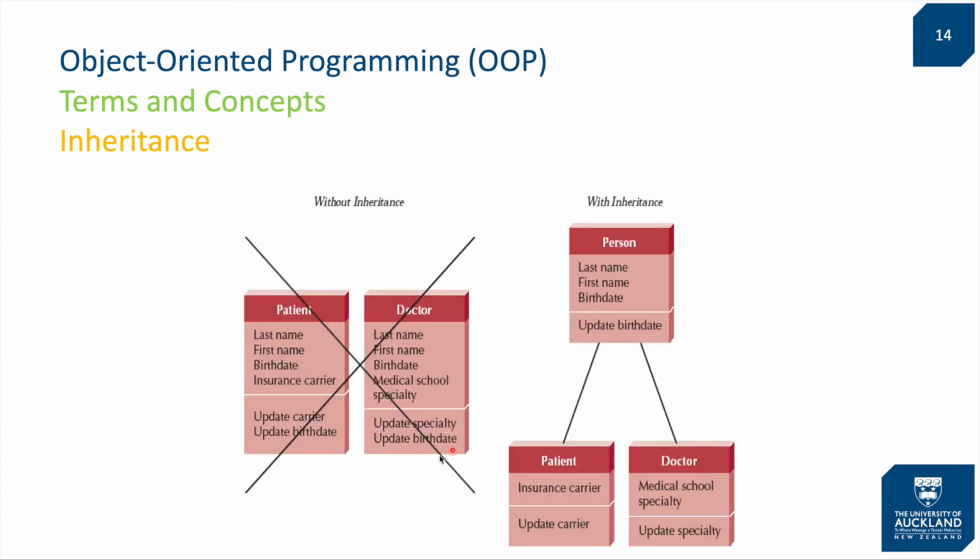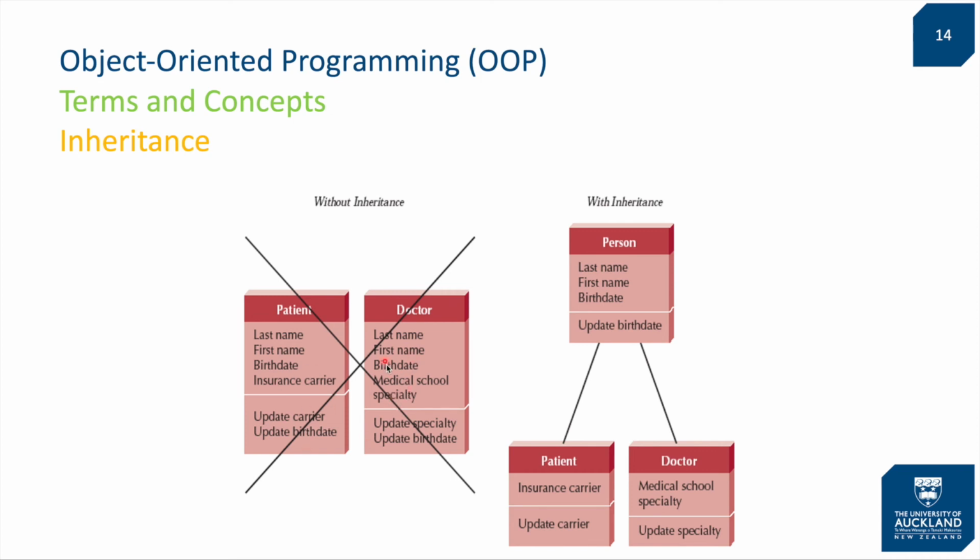Look at this example. Suppose we have these two classes in our system, a patient and a doctor class. As you can see, both of these classes have common characteristics and operations. For example, both of them have last name, first name, and birthday, and both of them have this function update birthday. But they also have specific attributes, for example, insurance carrier for patients, and medical school and also specialty for doctors.